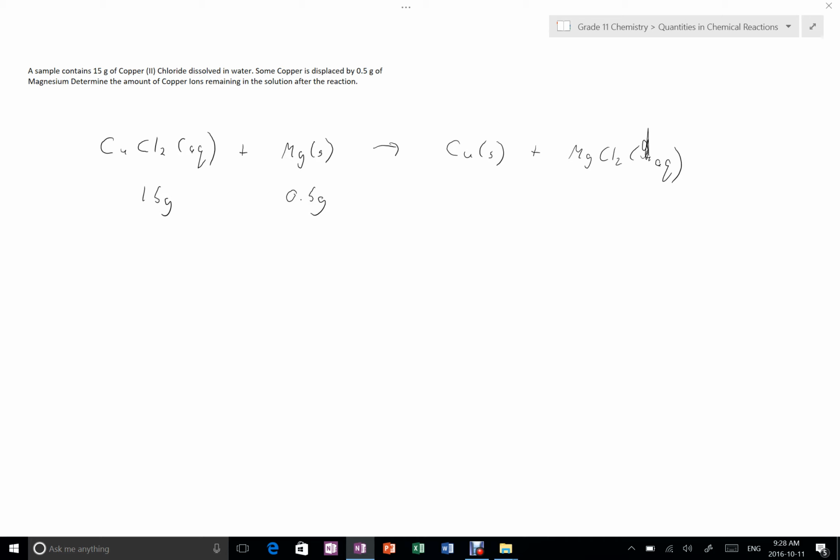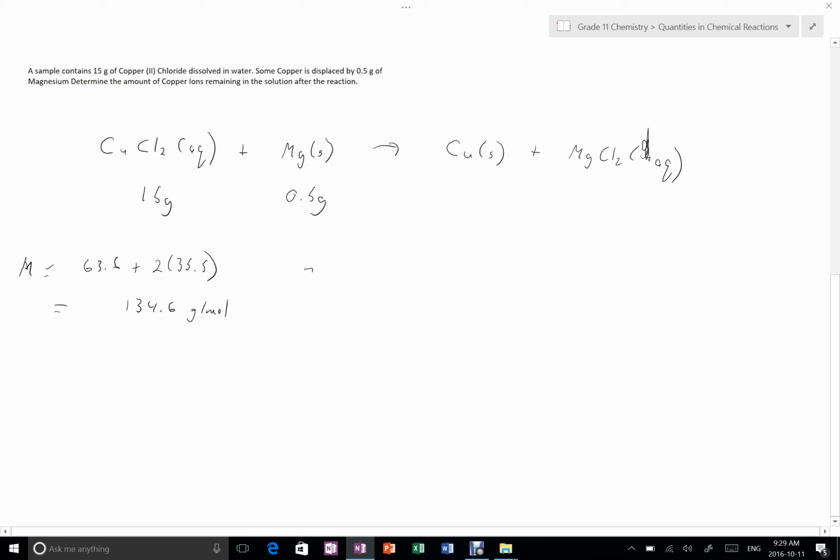Now this is all 1-to-1-to-1. This is all balanced, so I don't have to worry about that. So let's find the molar mass of copper chloride. Copper is 63.6. So I'm doing molar masses now. 63.6 plus 2 times chlorine, which is 35.5, gives 134.6 grams per mole.